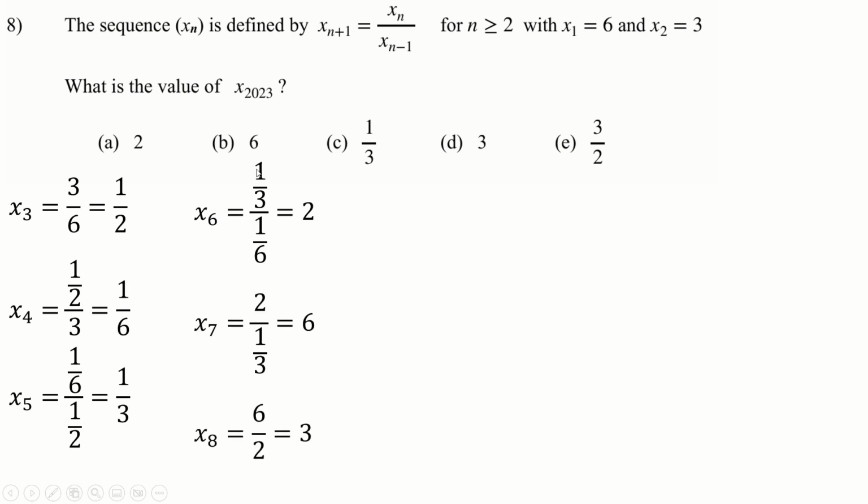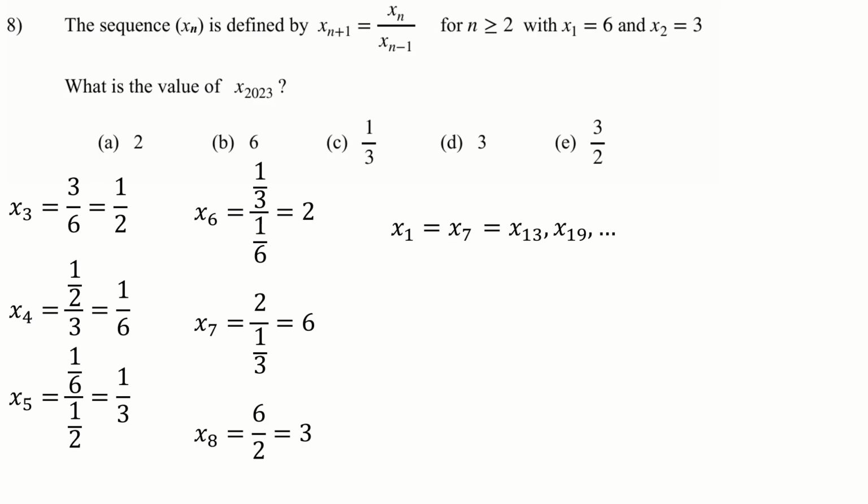And what we're really looking for is the sequence to repeat, and I think we've now found it, because x7 is 6, x8 is 3. We're back where we started. x9 is just going to be the same as x3 because we're dividing the same two numbers, and so on. So x1 is 6, and so is x7, and so therefore is x13 and x19 and so on.